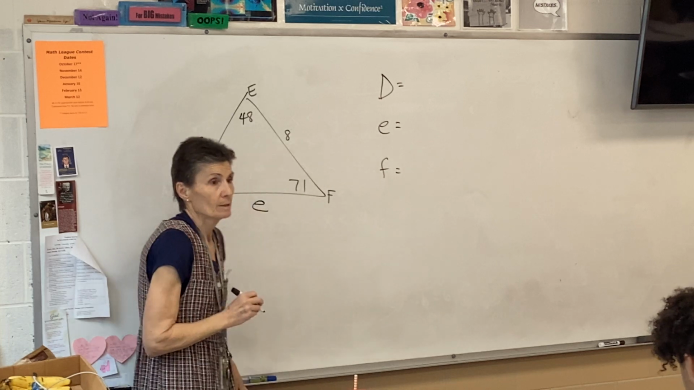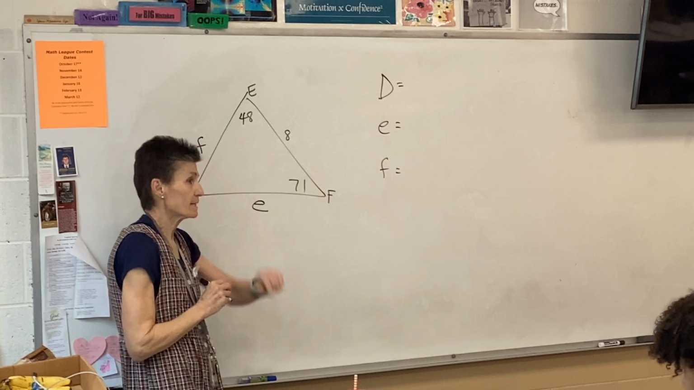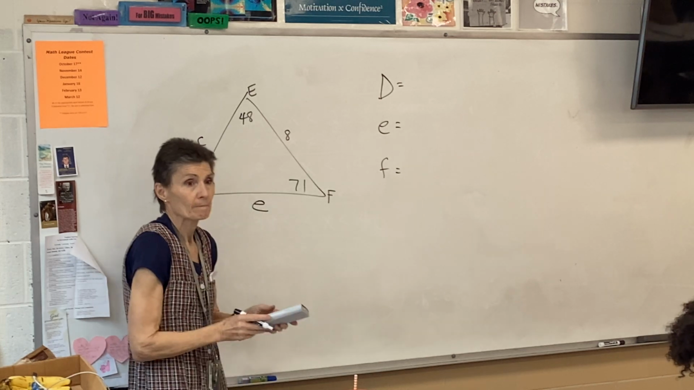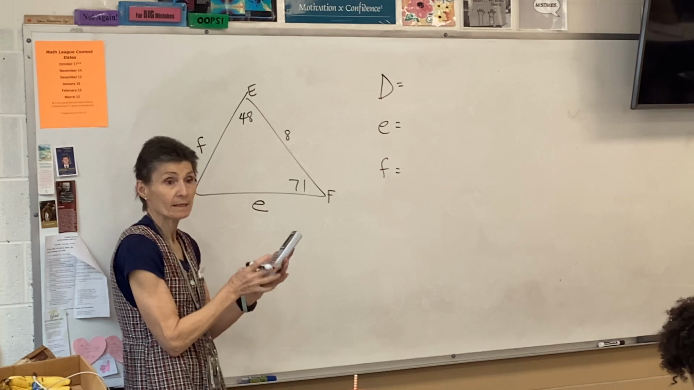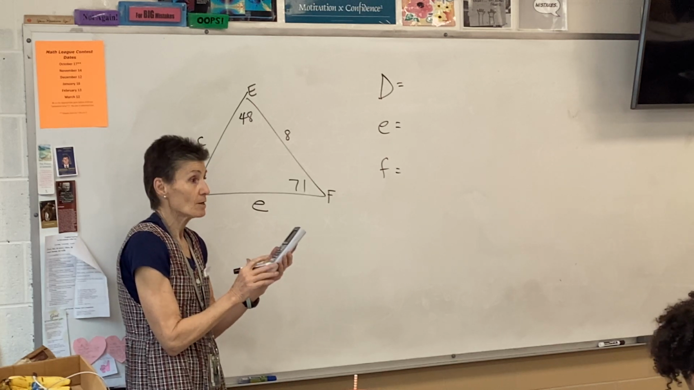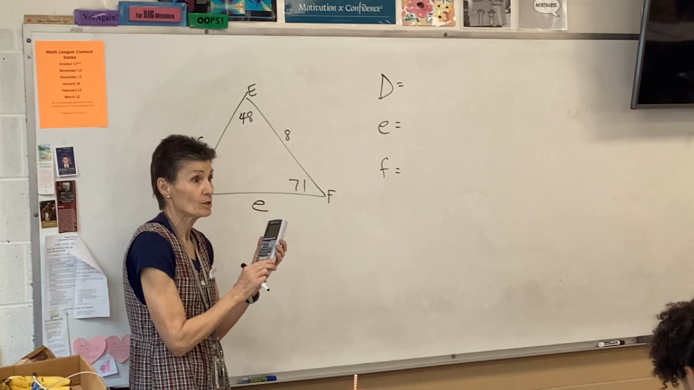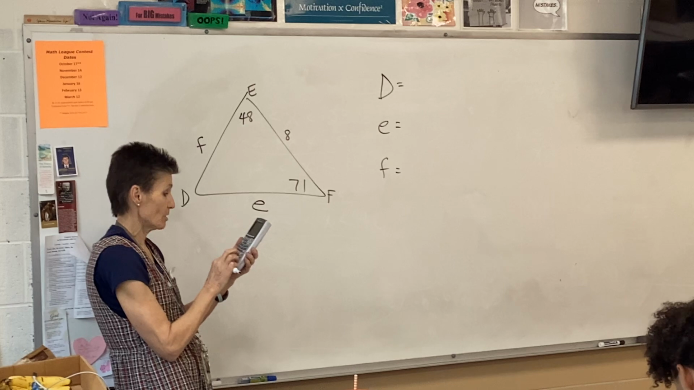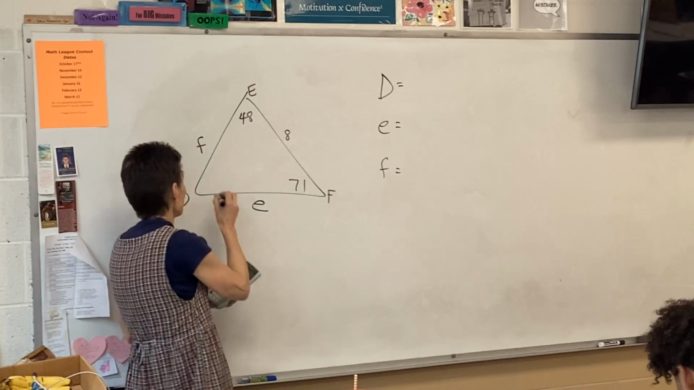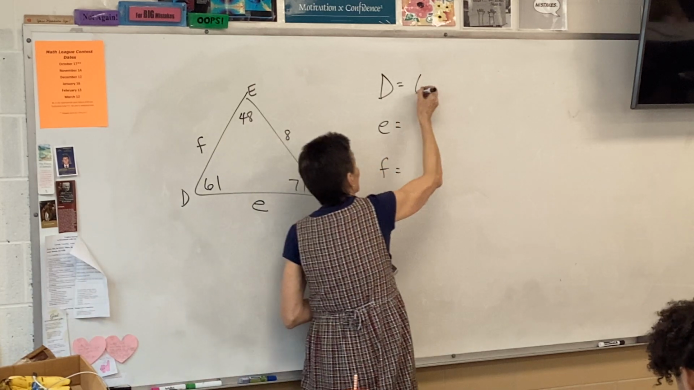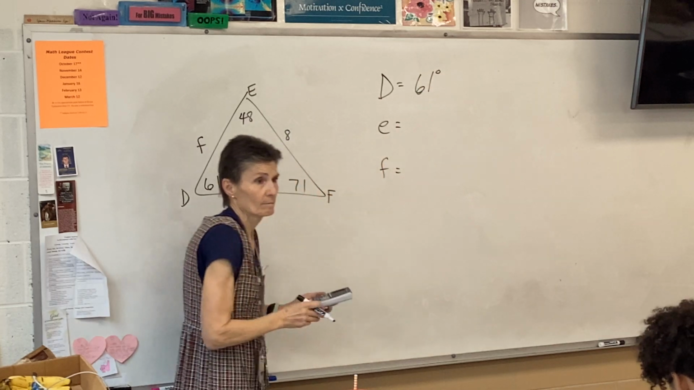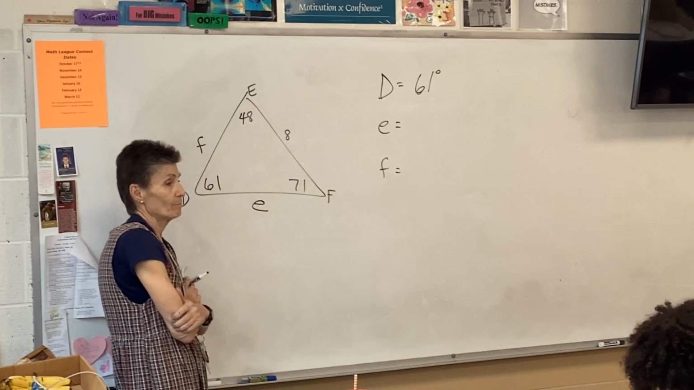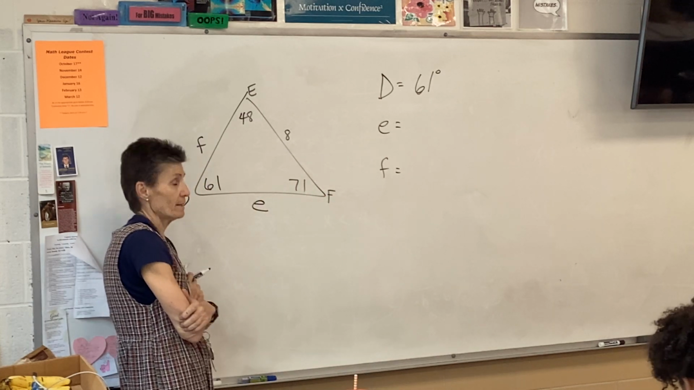Okay, now, you tell me, just like yesterday, exactly the same kind of problem, tell me what I'm going to do. I'm going to find the missing angle, and I know the angles of a triangle add up to 180. So 180 minus those two gives me 61. Easy points. Angles of a triangle add up to 180.